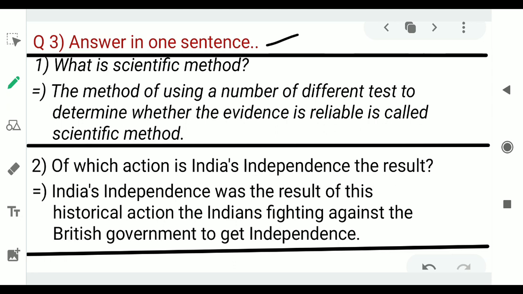Now, number 2. Of which action is India's independence the result? The answer for that is, India's independence was the result of this historical action, the Indians fighting against the British government to get independence. This you have to correctly note down in your notebook, without making any mistake in any question and answers.